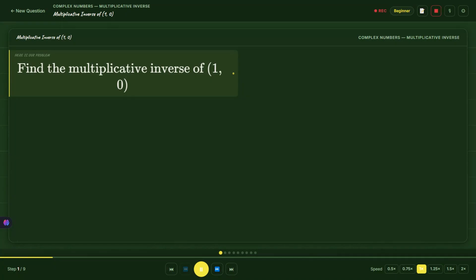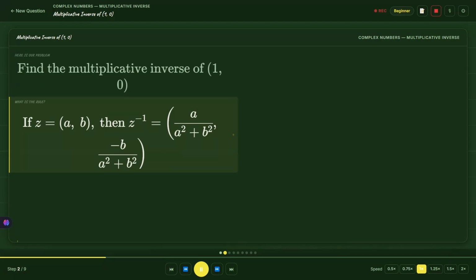Hey there! We need to find a special number called the multiplicative inverse of 1, 0. This is a complex number, and we need to find another complex number that gives us 1, 0 when we times them together.